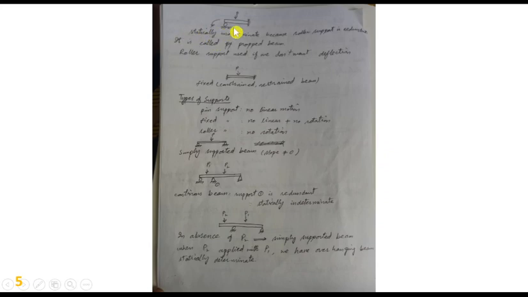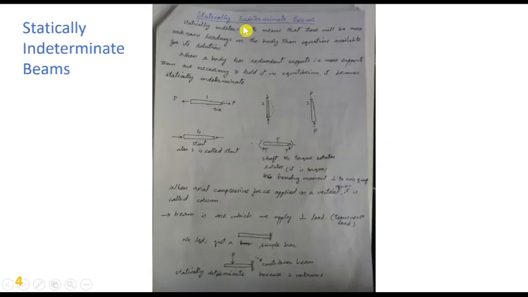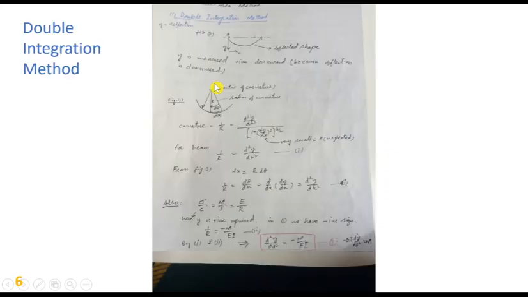But when this cantilever beam is supported here by a roller support, it becomes statically indeterminate because the roller support is redundant. This beam is called a propped beam. When a cantilever beam is supported by a roller support, it is called a propped beam. Roller supports are used if we don't want deflection at this point.